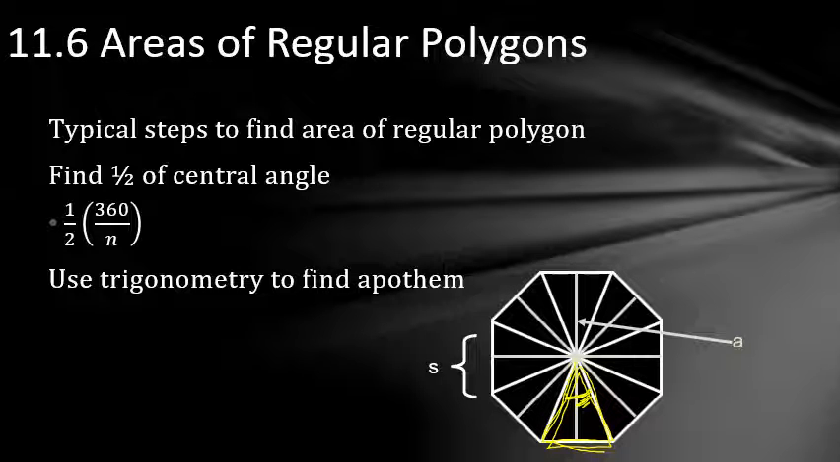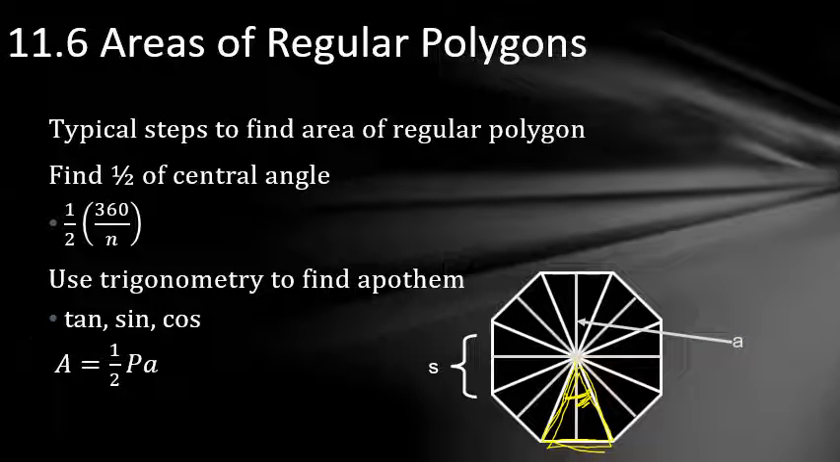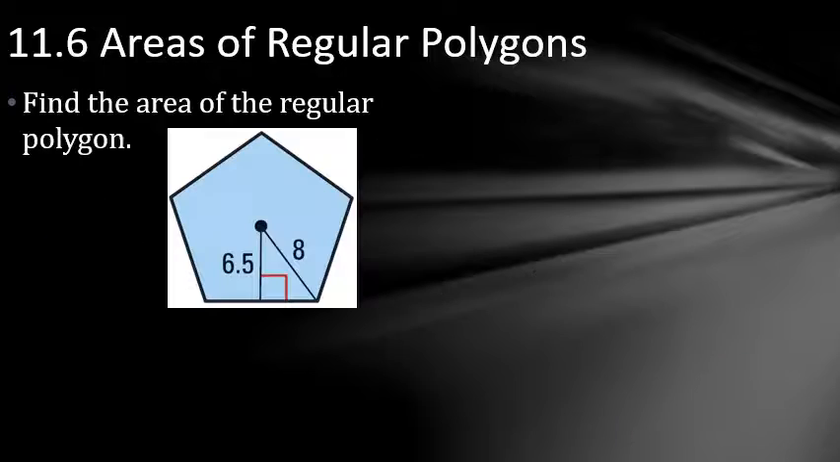Then you use trigonometry to find your apothem, like you'd use tangent or sine or cosine. Or maybe if you know the apothem, you'd have to use trigonometry to find the length of a side. And then the area is 1/2 PA. So let's do a few examples.